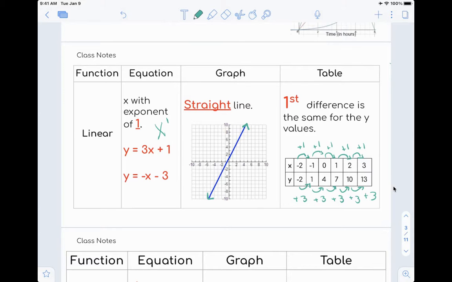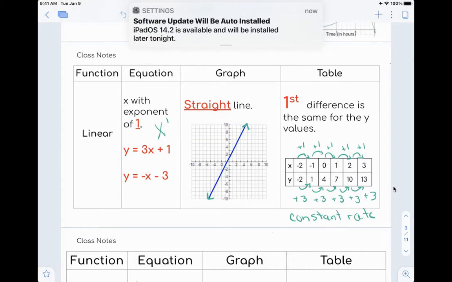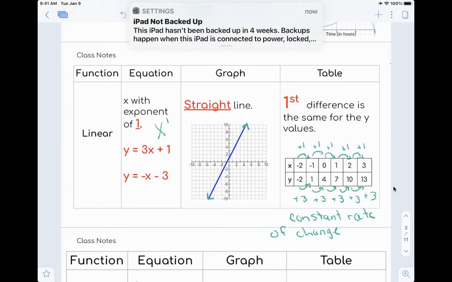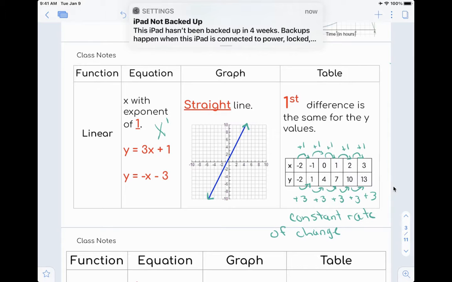And you've heard me say this before, constant rate of change. And that's really important in a linear function. So again, in the equation, you're looking for the exponent to have a degree 1. In a graph, you're looking to make sure that the graph is a straight line. And in the table, you're looking for a constant rate of change. You're looking for that first difference in the y values to be the same.